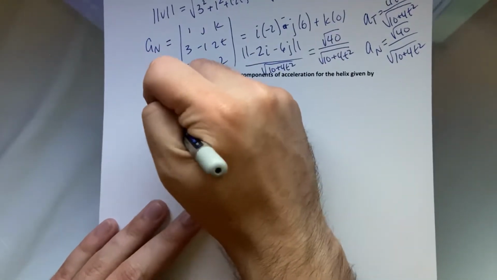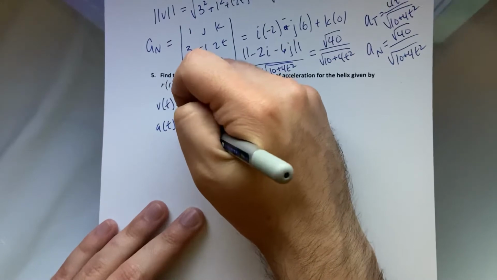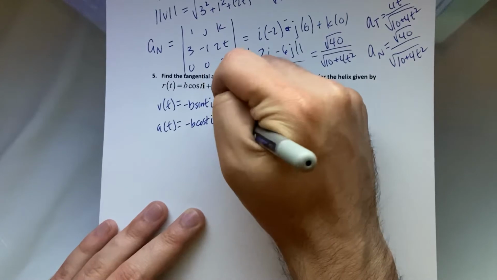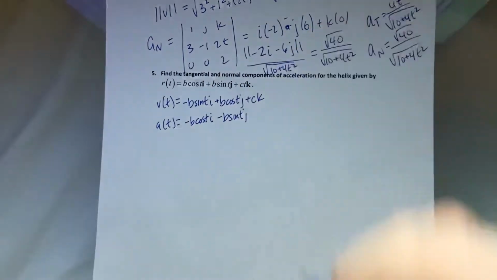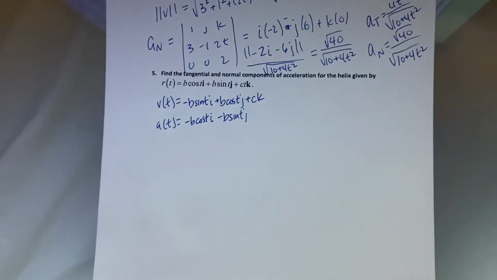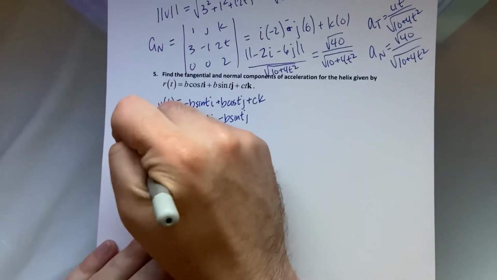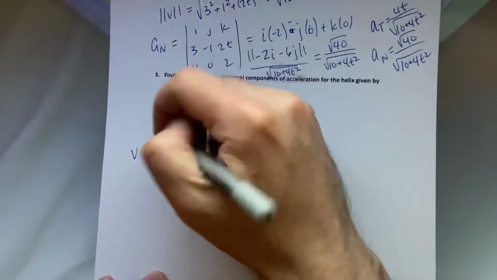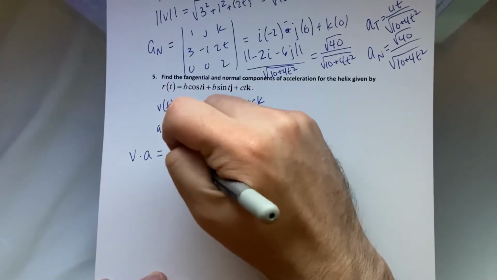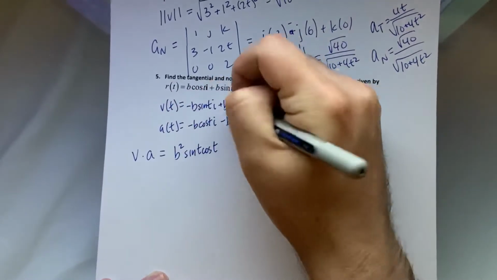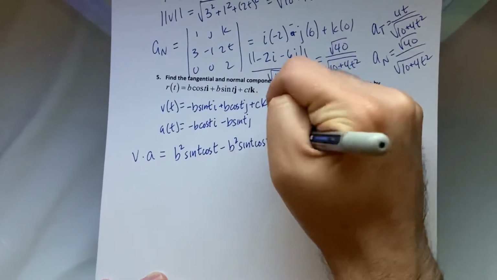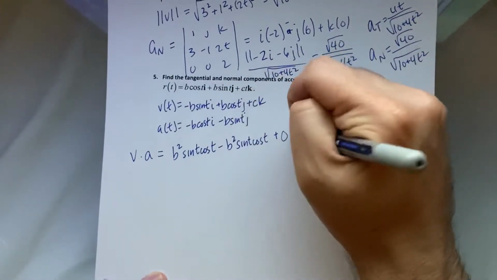And acceleration is negative b cosine t i minus b sine t j. So let's do our dot product. Multiplying these two together, we get b squared sine t cosine t minus b squared sine t cosine t plus 0. Those two cancel, so this is 0.